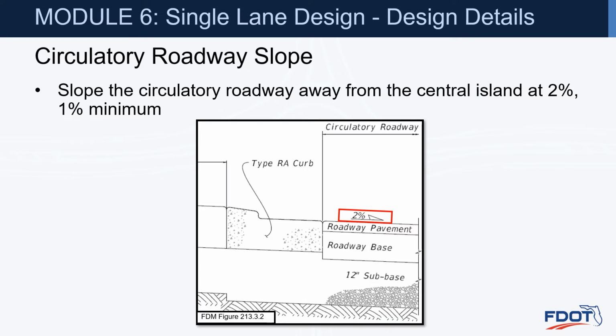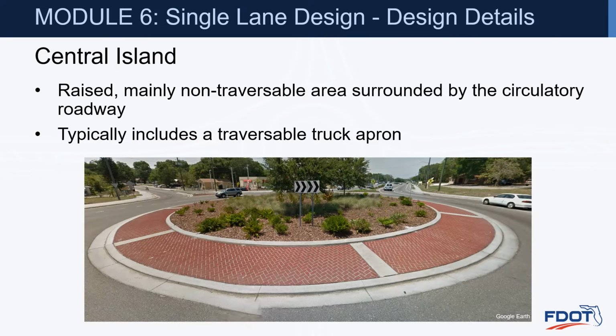Circulatory roadway slope. We're going to want to slope the circulatory roadway away from the center island at 2% with a 1% minimum. Central island. So this is the raised, mainly non-traversable area surrounded by the circulatory roadway and typically includes that traversable truck apron.